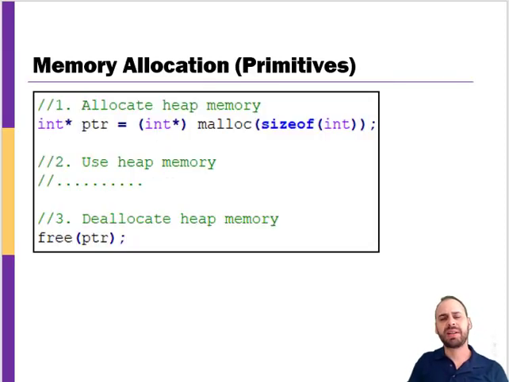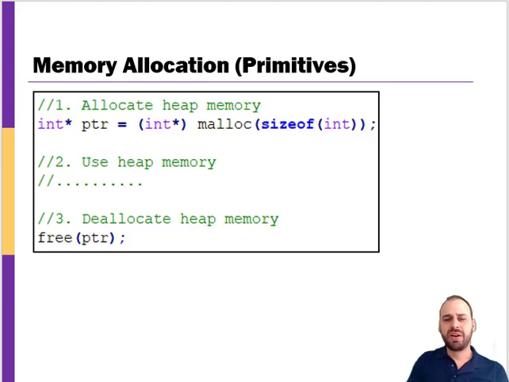This first example here is pretty similar to what we've already seen previously, as a nice recap on how we go about allocating memory on the heap. If you remember, we want to think about using heap memory in terms of a three-step process. We want to allocate the space, then we want to use it for whatever we need to do, and then we want to deallocate, or free it, at the end.